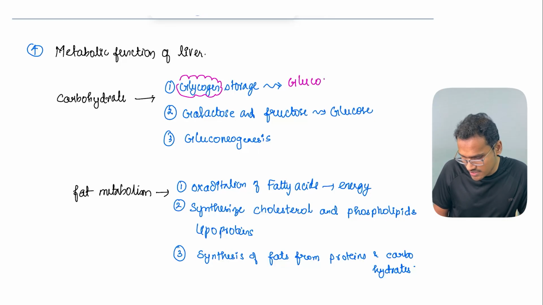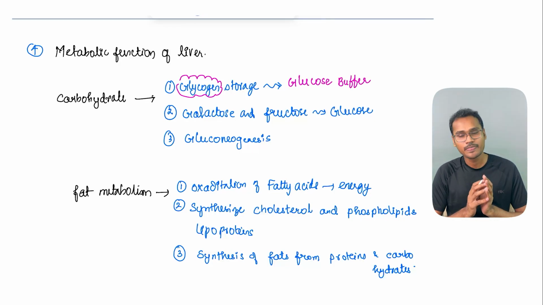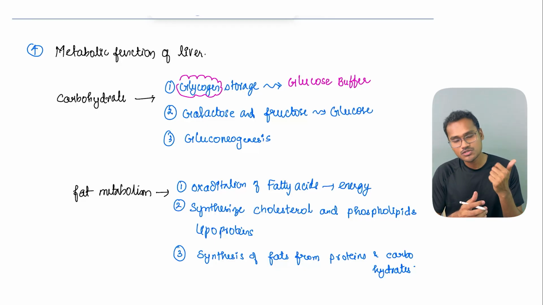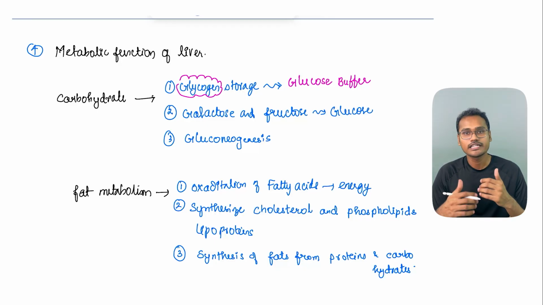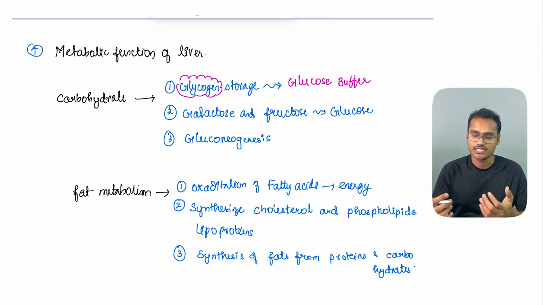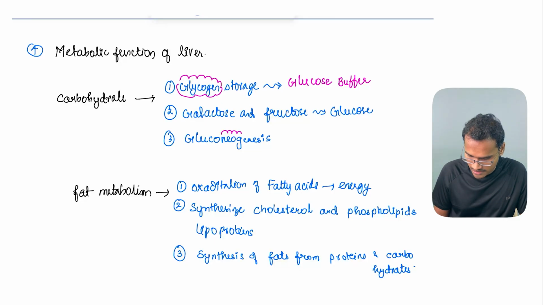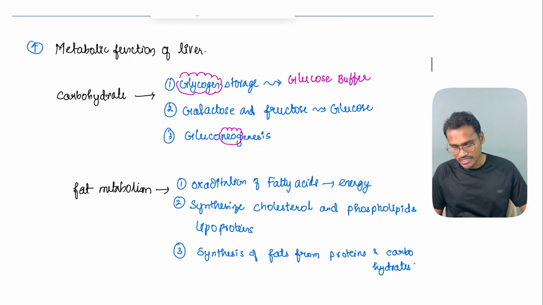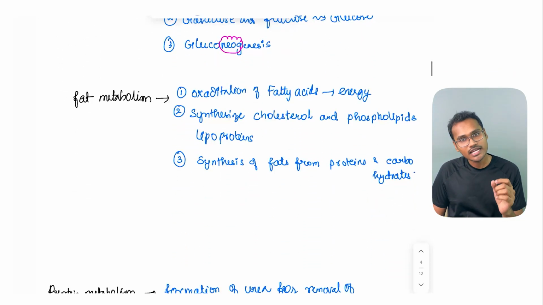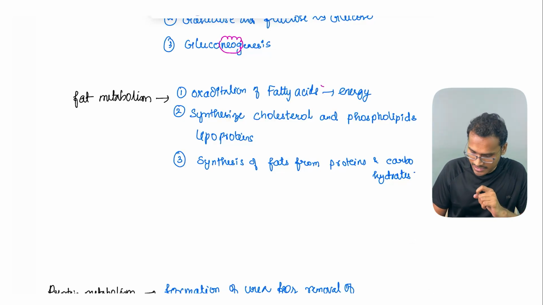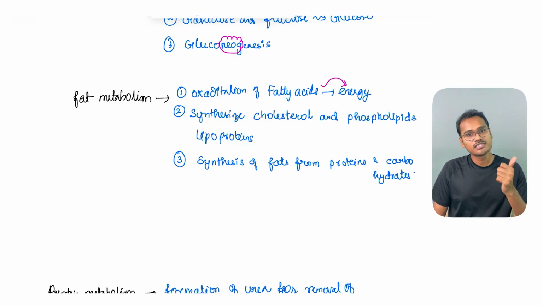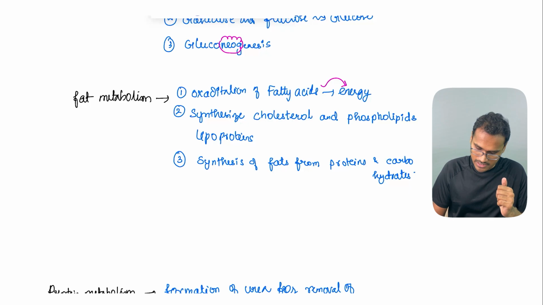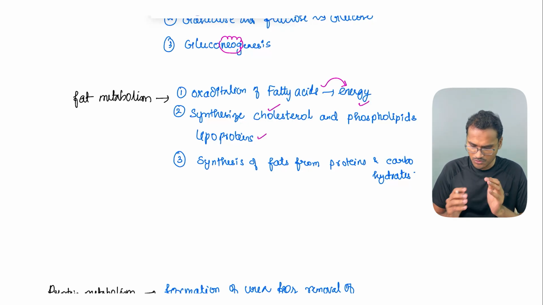So that's why it is called a glucose buffer. It is going to buffer it very nicely. And it also can convert galactose and fructose to glucose, and it can perform gluconeogenesis. The generation of new glucose can be done. That is gluconeogenesis. Coming to fat metabolism, it can oxidize the fatty acids and release the energy from them. It can also synthesize cholesterol, phospholipids, and lipoproteins. So all of it can do.